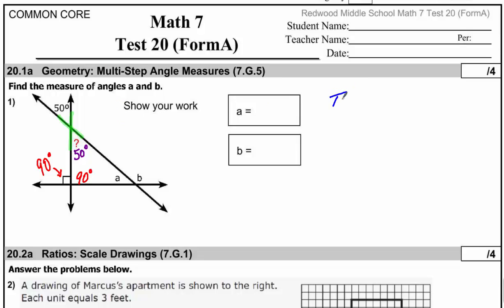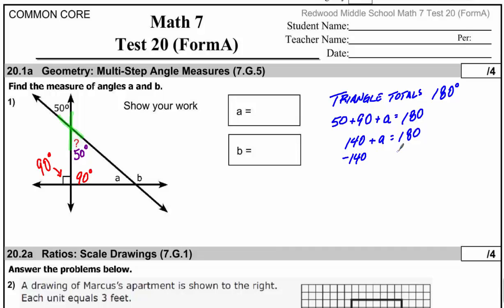So now we've got three angles total in a triangle, and we know that a triangle totals 180 degrees. Well, we've got 50 and 90 and A all making 180 degrees. The 50 and the 90, that's 140. So 140 and A make 180. If we take away that 140, we can see that A is 40 degrees.